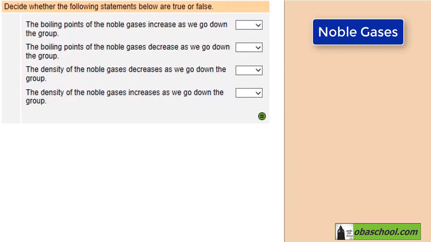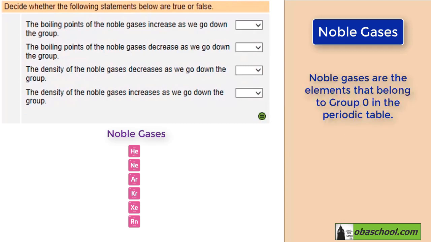Noble gases belong to the last group in the periodic table. They are elements that belong to group 0. And from their name, they are all gases. Let's answer a few questions. Decide whether the following statements are true or false.